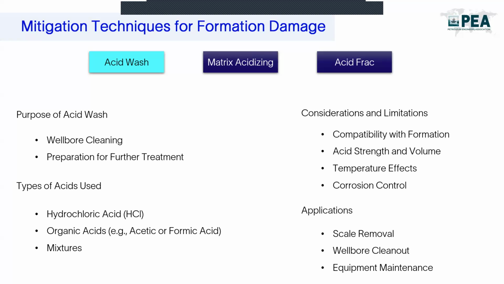Acid wash is a common technique used to clean up the wellbore surfaces and equipment. So we remove the scale and remove debris if you have debris in the wellbore, and prepare the formation for further treatments, such as matrix acidizing or hydraulic fracturing. It is just for cleaning purposes, because we're talking about the wellbore scale. The primary mechanism involves the reaction of acid with scale, rust or any other deposits that you may have accumulated in the wellbore.